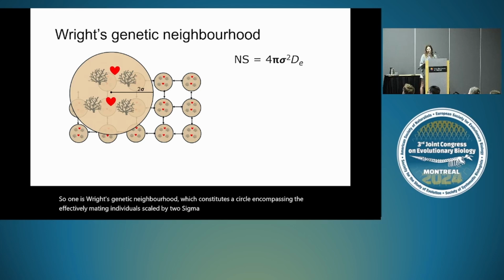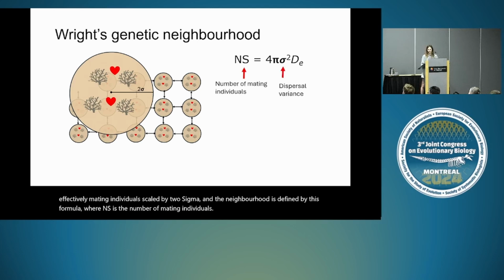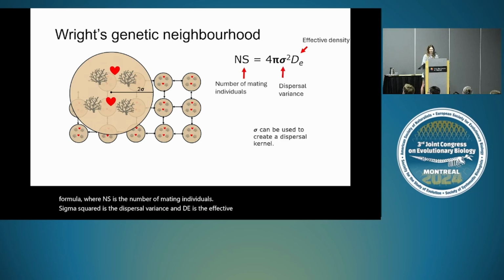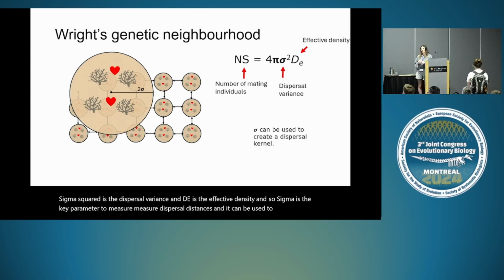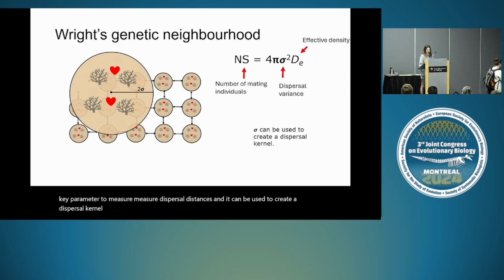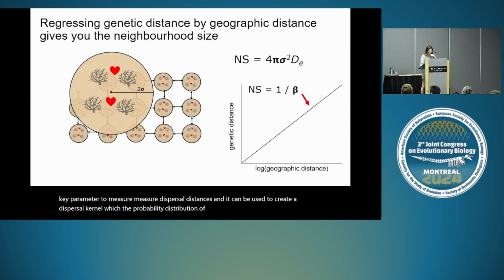And the neighbourhood is defined by this formula, where NS is the number of mating individuals, sigma squared is the dispersal variance, and DE is the effective density. And so sigma is the key parameter to measure dispersal distances, and it can be used to create a dispersal kernel, which is a probability distribution of dispersal. We can extract the neighbourhood size by regressing genetic distance and geographic distance, and then taking the inverse of the slope of that regression, beta.